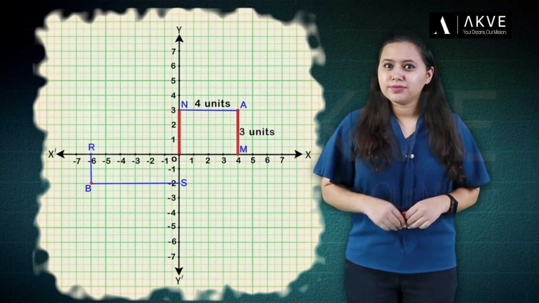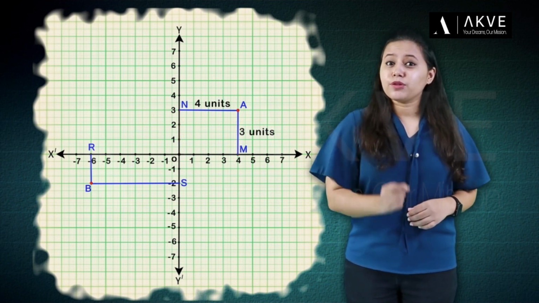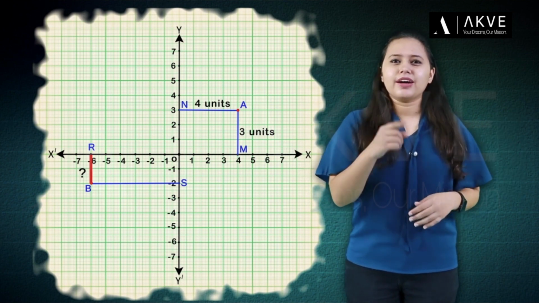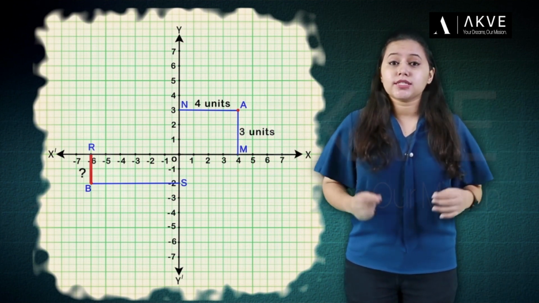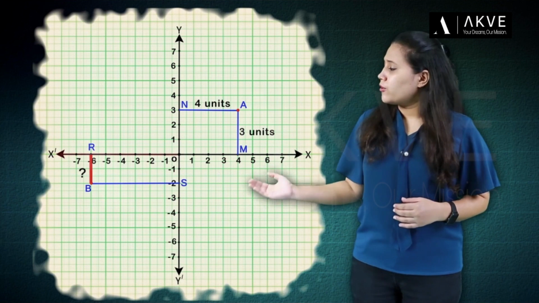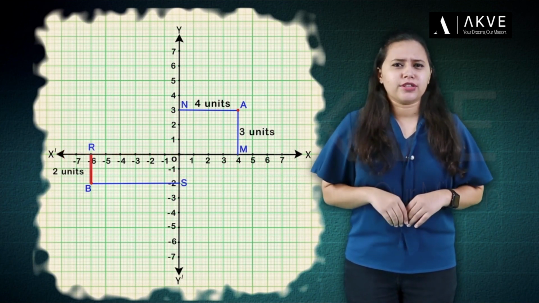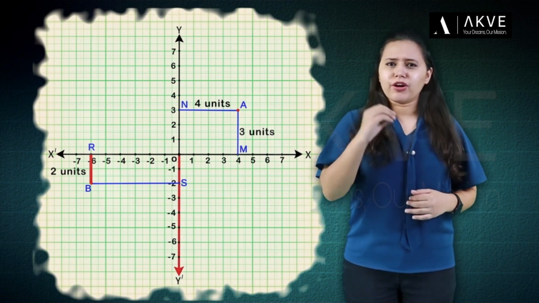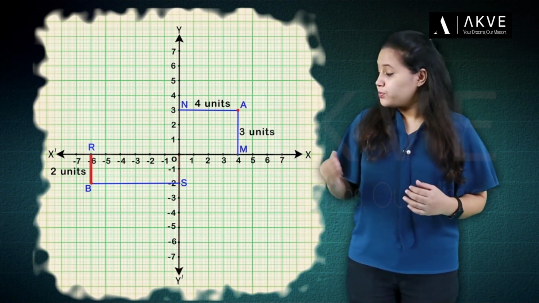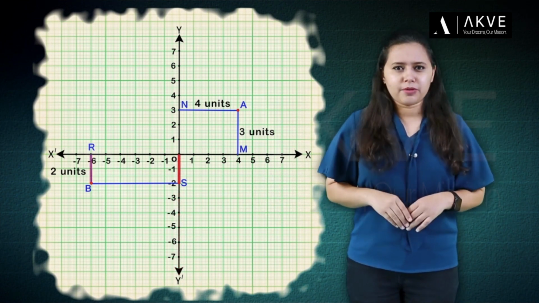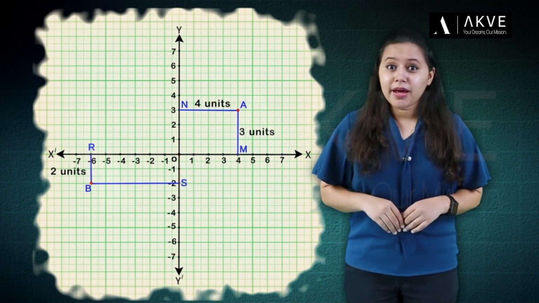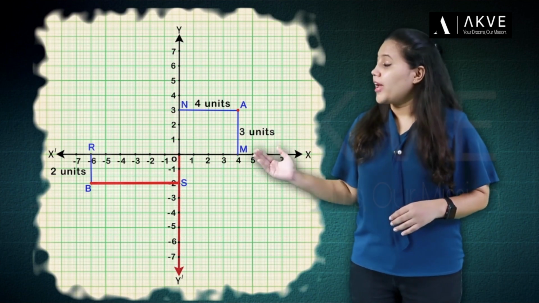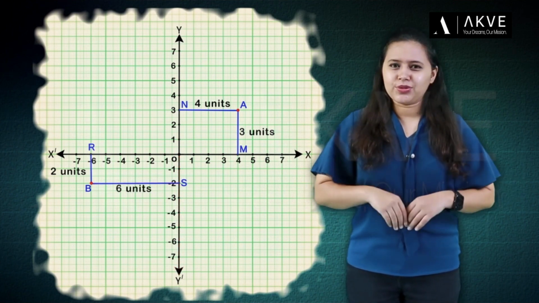Now it's your turn. So tell me the distance of the point B from the x-axis. Yes, you are correct. The perpendicular distance of the point B from the x-axis is 2 units. It is measured along the negative direction of the y-axis. Also, OS is equal to RB. In a similar manner, the perpendicular distance of point B from the y-axis is 6 units.